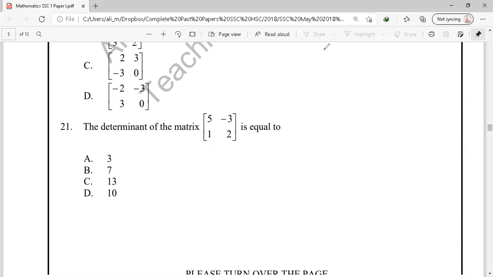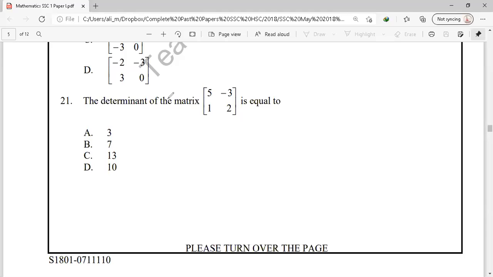So let's see question number 21. In question number 21, we have to find the determinant of this matrix 5, -3, 1 and 2. So we have to calculate the determinant here, and the method to calculate the determinant is simple, we cross multiply.